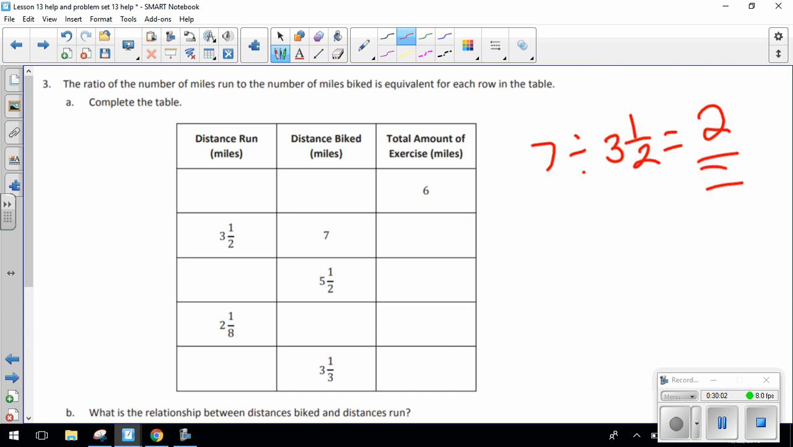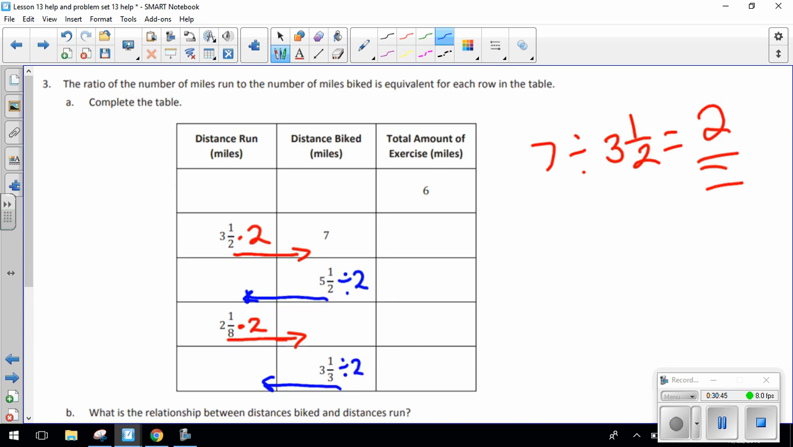That's my constant. So what that means is when I take 3.5, am I going to times it by 2 to get 7? Am I going to times 2 or divide 2? And hopefully you're saying 3.5 times 2 gets me to 7. So when I go left to right in this example, I'm going to times 2. When I go left to right, we're going to do what? Times it by 2. So if I go the other way, right to left, what am I going to do with my number? We're going to divide by 2.